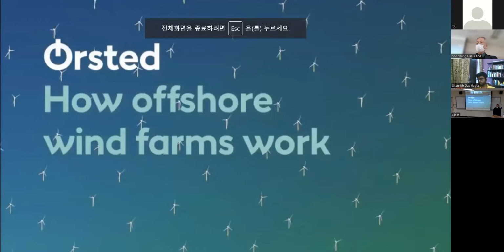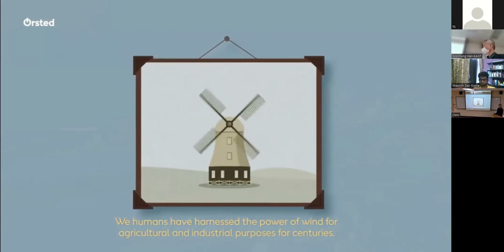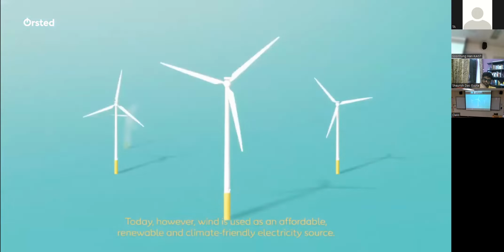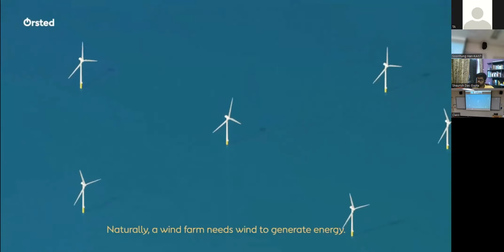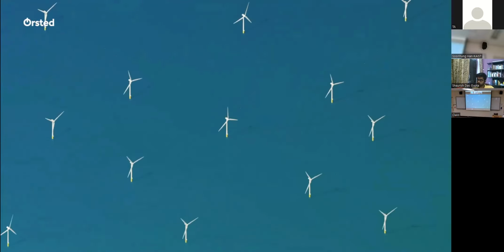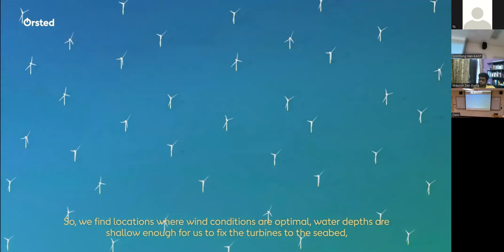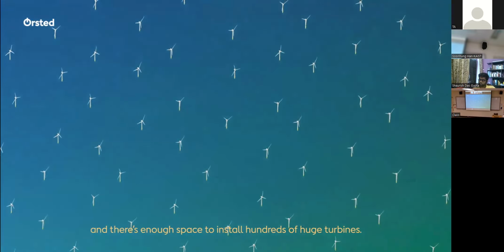We humans have harnessed the power of wind for agricultural and industrial purposes for centuries. Today, however, wind is used as an affordable, renewable and climate-friendly electricity source. At Ørsted, we build offshore wind farms across the planet to bring green energy to millions of people. But how does it work? Naturally, a wind farm needs wind to generate energy. So we find locations where wind conditions are optimal, water depths are shallow enough for us to fix the turbines to the seabed, and there is enough space to install hundreds of huge turbines.